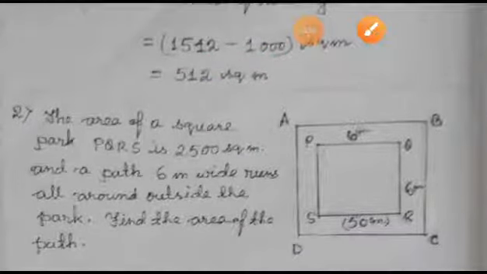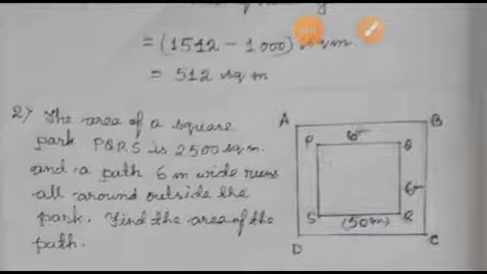Now next, sum number 2. Let's read out the sum first. The area of a square park PQRS is 2500 square meter, and a path 6 meter wide runs all around the outside of the park. Find the area of the path.